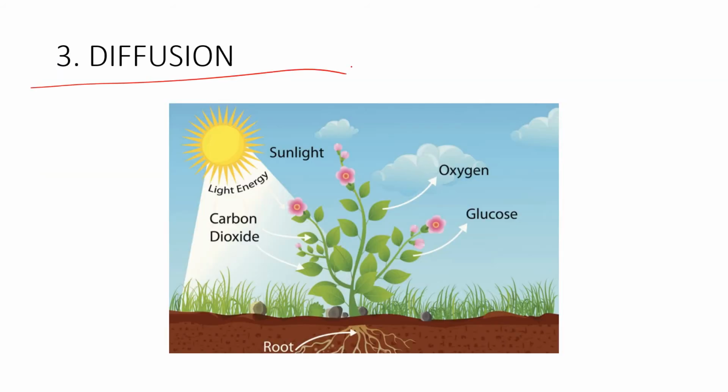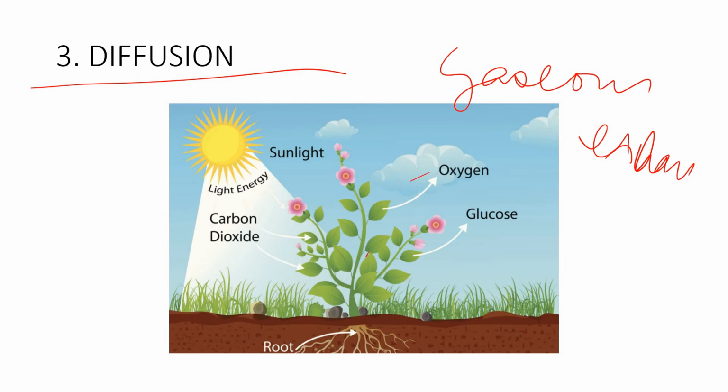And third is diffusion. Diffusion is a process of gaseous exchange through the surface of leaves and stems of herbaceous plants. So gaseous exchange takes place from the leaves and stems. Okay, so we know about diffusion also.